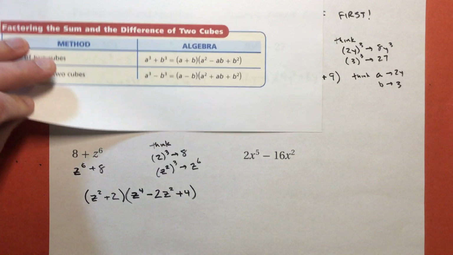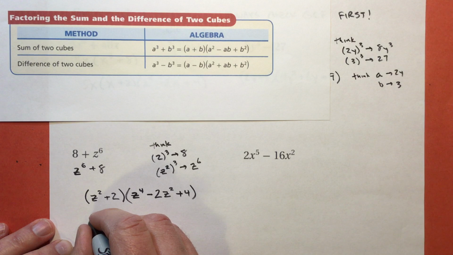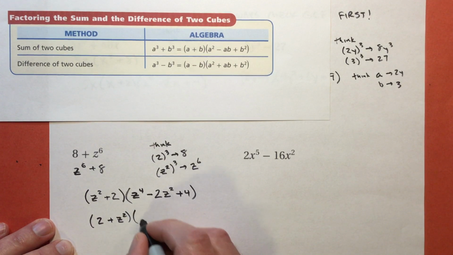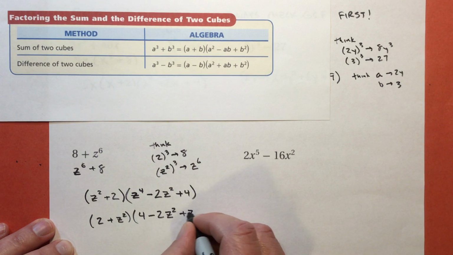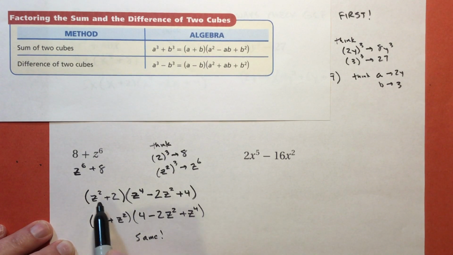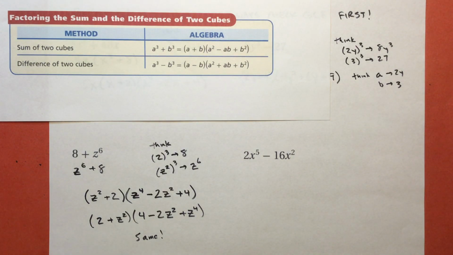Now, you're probably stressed out a little bit by the fact that I turned it around. Well, guess what? If I had not turned it around, I would have had 2 plus z to the second power, 4 subtract 2z to the second power plus z to the fourth power. These two things are the same. That one, I just turned them around. And this one, everything is just rearranged. The 4 moved to the front, the z to the fourth moved to the end, and the middle term stayed the same. I just like doing everything in best form, okay? Which is standard form, sorry.